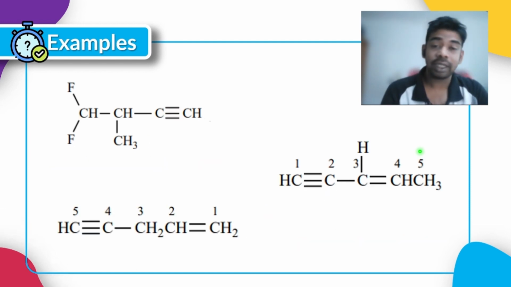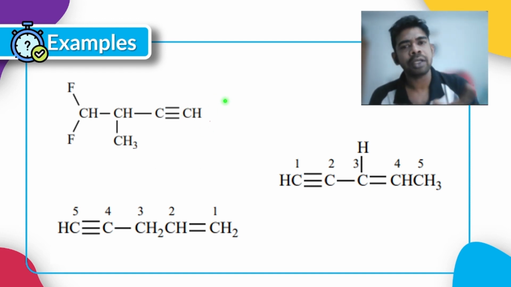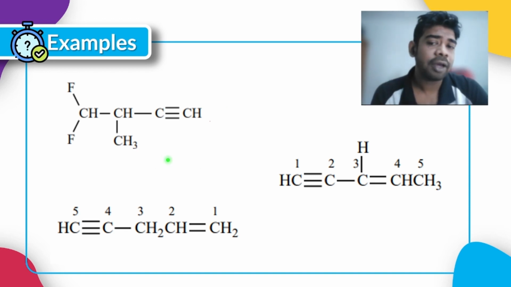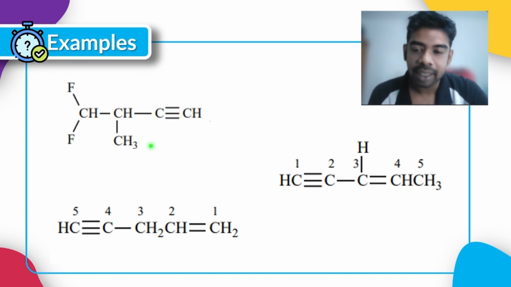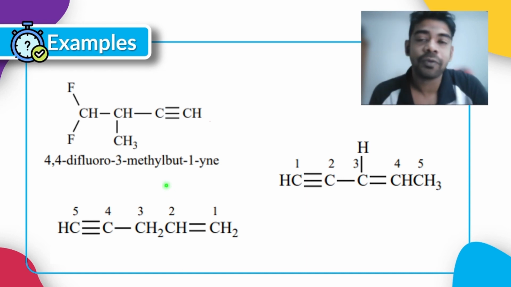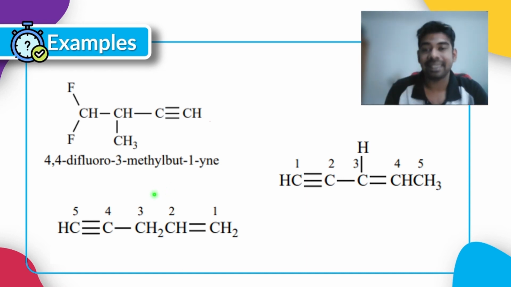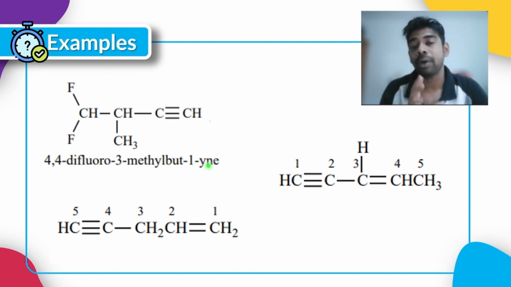Now let's move on to the next example. So here you have a triple bond. Again, the triple bond has higher priority. Pause the video and try to write down the answer for it. If you have done that, you have to number from the right hand side. The triple bond gets higher priority, and hence the name would be 4,4-difluoro-3-methylbut-1-yne. So you have YNE whenever you have a triple bond in place.